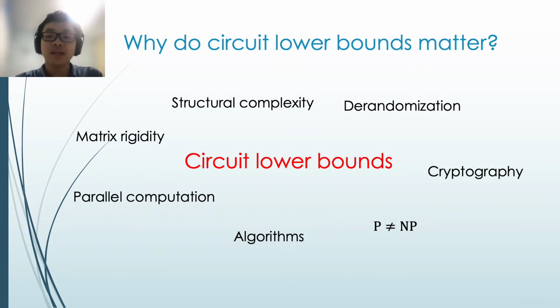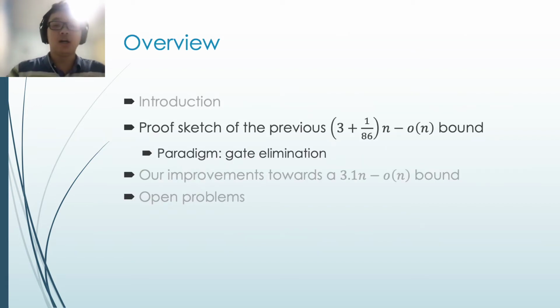So why do we care about circuit lower bounds? Apart from the implication on P versus NP which we discussed earlier, circuit lower bounds also have implications to other problems in structural complexity, derandomization, cryptography, and many other topics in computational complexity. So circuit lower bound is actually a central topic to study. Now, I will move on to talk about the previous 3 plus 1/86 lower bound, and prepare for a later discussion on how we improve on it.